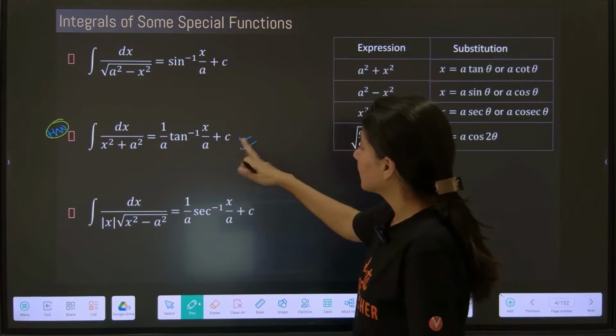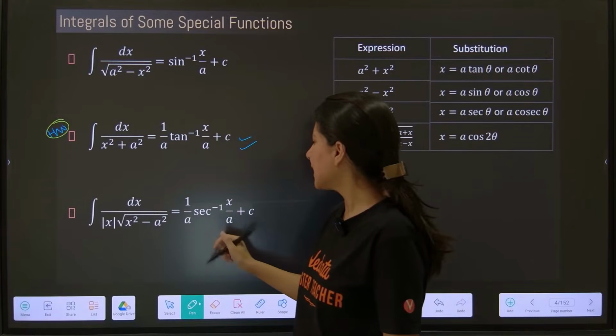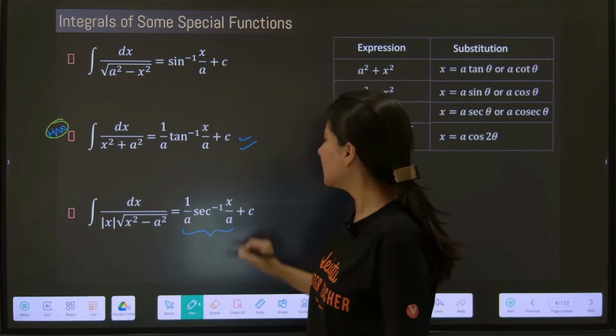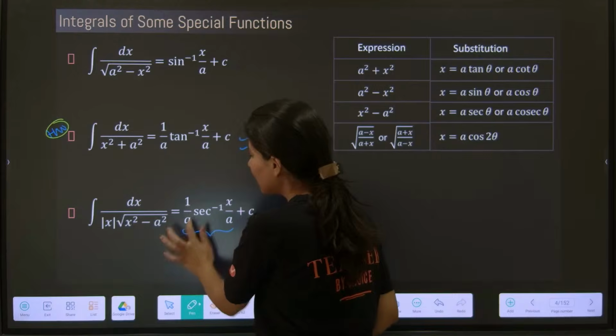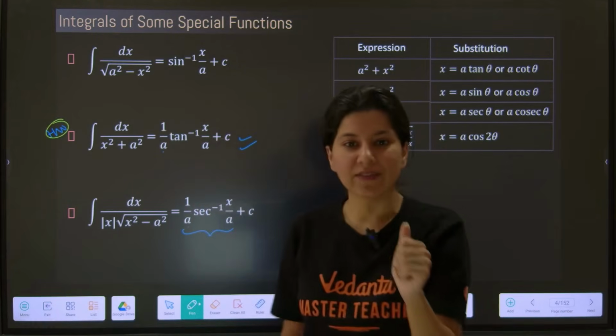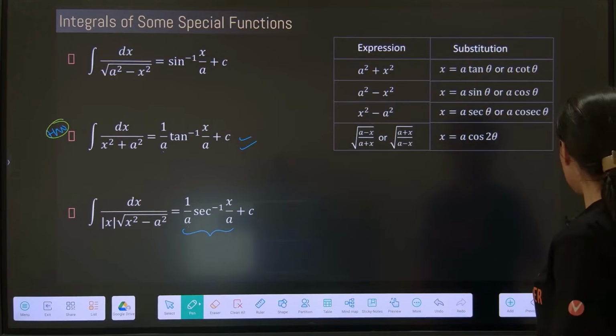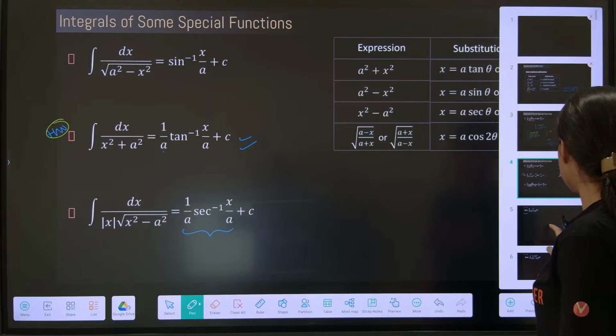And dx upon mod x square root x square minus a square is 1 by a sec inverse x by a. Can you see? In fact, this formula also has 1 by a, this also has 1 by a, but this one does not have 1 by a. Okay, right? So this is how substitution works.